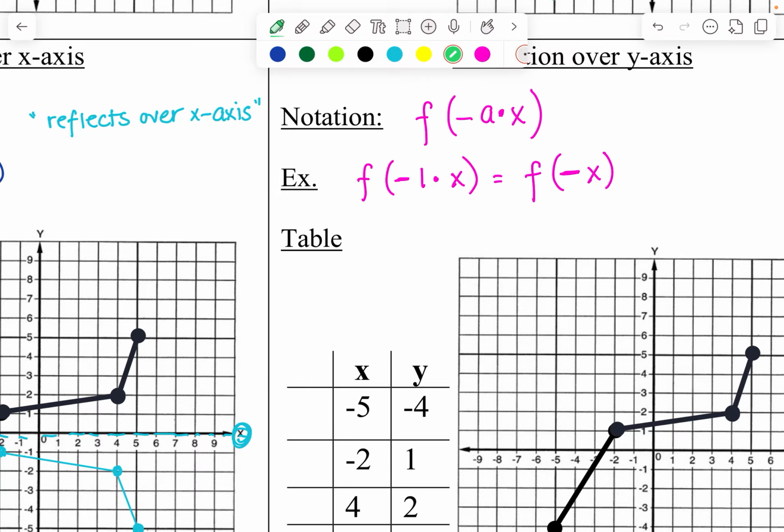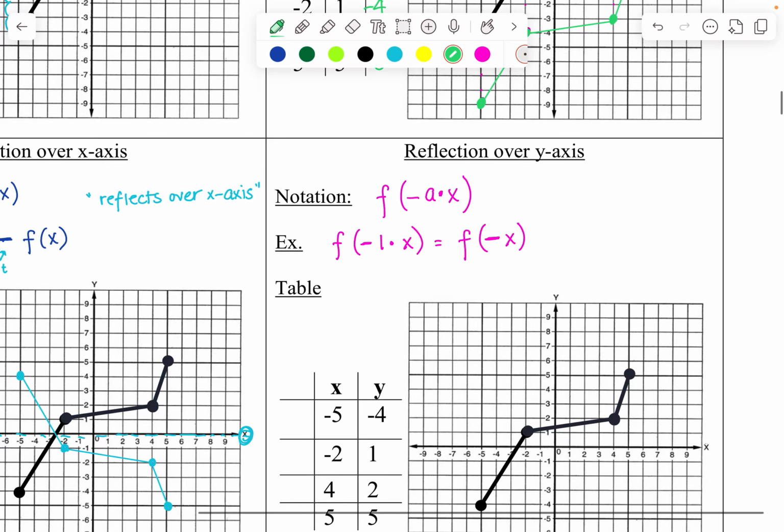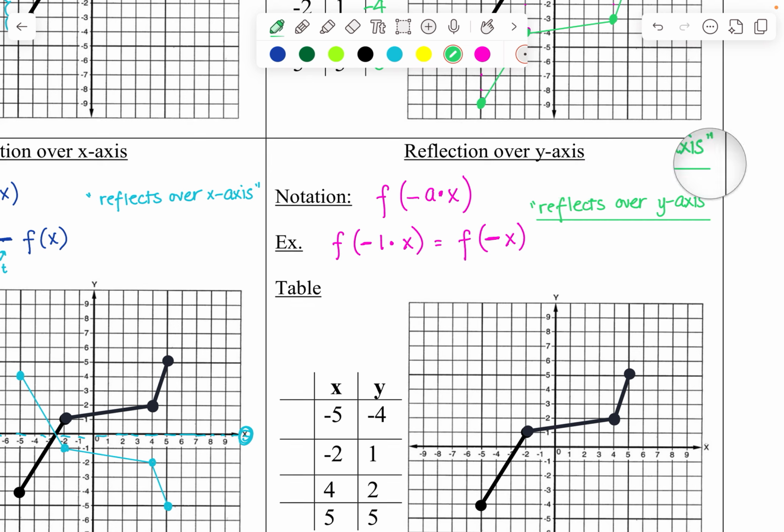So how do we write this in words? Remember, this is a reflection over the y-axis. So you can write this as reflect over y-axis. Yes, you have to write out the whole thing. Reflect over y-axis. This is math literacy. So you need to know how to write it in words.